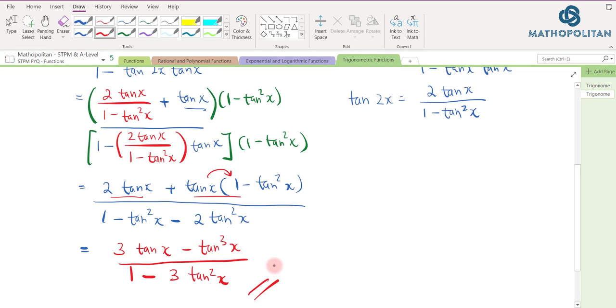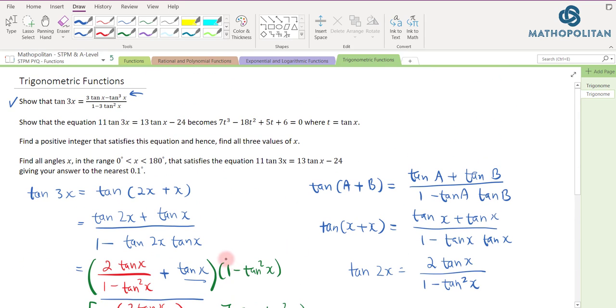So that is how we show that tan 3x, therefore, is equal to (3 tan x minus tan cubed x) over (1 minus 3 tan squared x). Right, so we have done that for the first part.